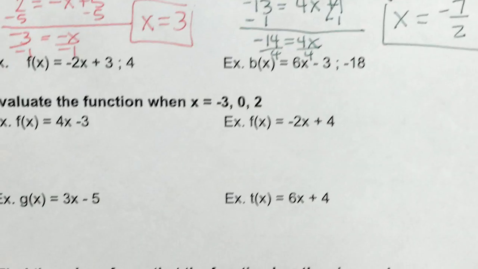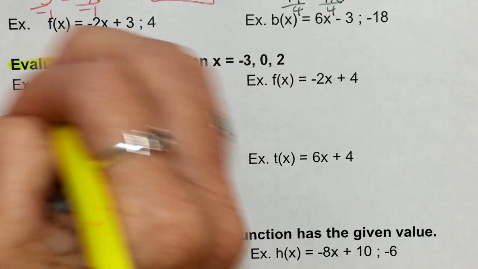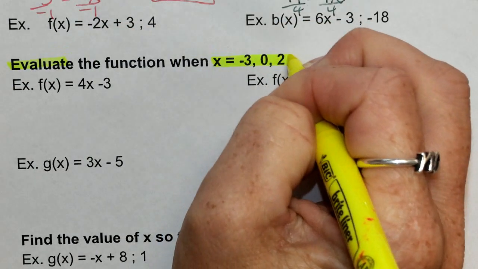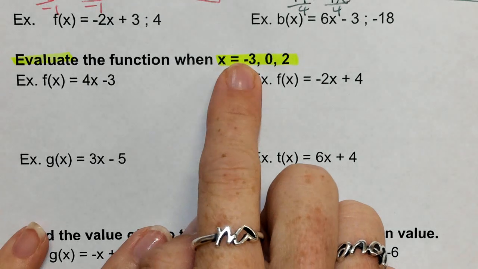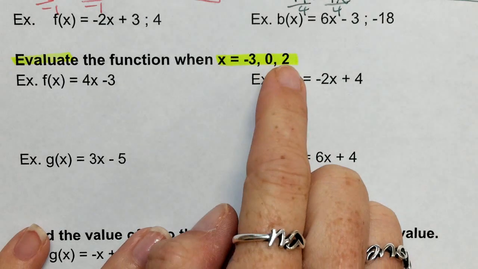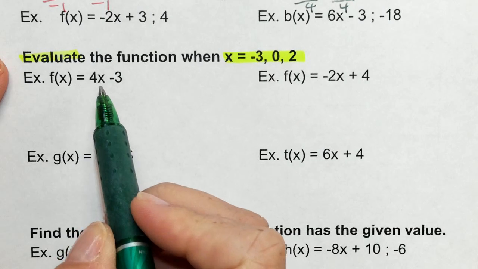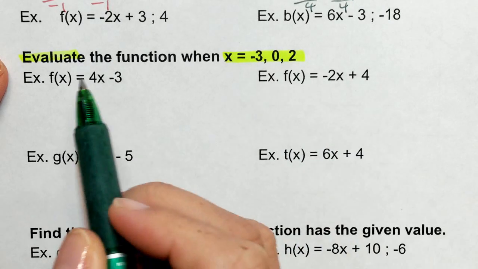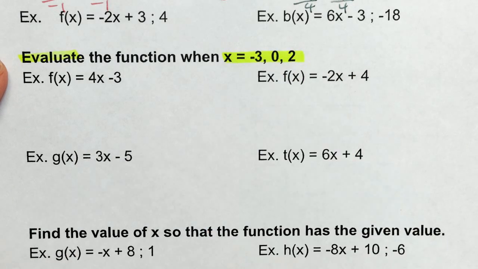Now we're going to skip to this part. Now this part says evaluate the function when x is equal to. So what am I going to plug in for now? We're going to plug in for x because it says x equals. Now how many numbers do they want you to plug in? That means you have 3 separate problems in one. So on the first one, I would do 4 times negative 3 minus 3. Then I would do 4 times 0 minus 3. Then I would do 4 times 2 minus 3.